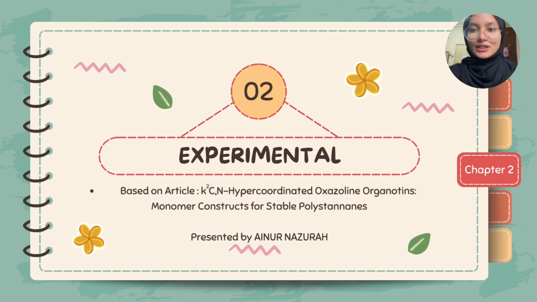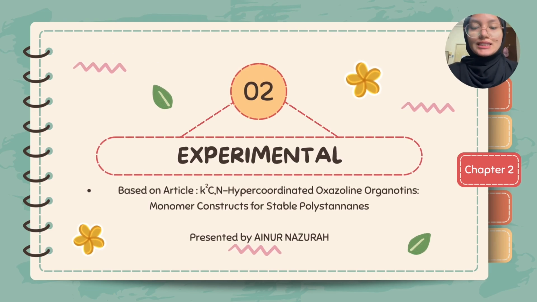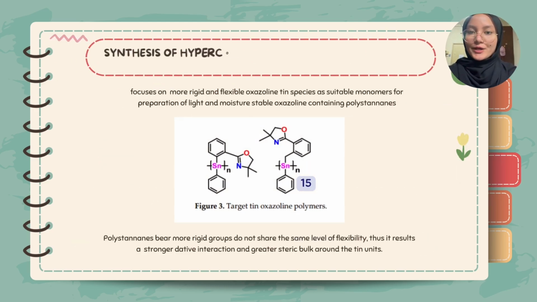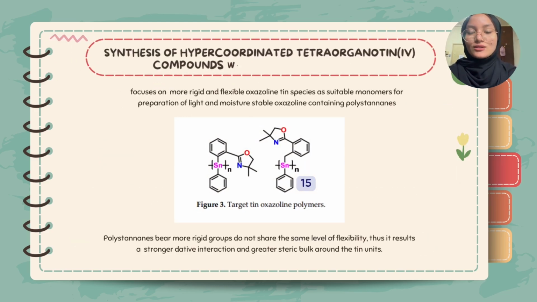My name is Ainun Azurah and today I would like to present my part, which is the experimental part. This was based on the article on kappa-2C,N hypercoordinated oxazoline organotins, which are the monomer constructs for stable polystannanes. The main objective of this experiment is to synthesize hypercoordinated tetraorganotin(IV) compounds with the presence of oxazoline ligands. This is the final product that we want to produce, which is tin oxazoline polymers. In this experiment, we label it as polymer 15.